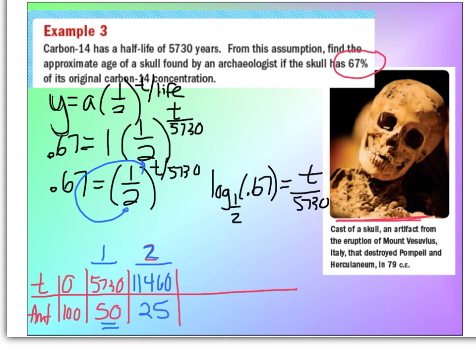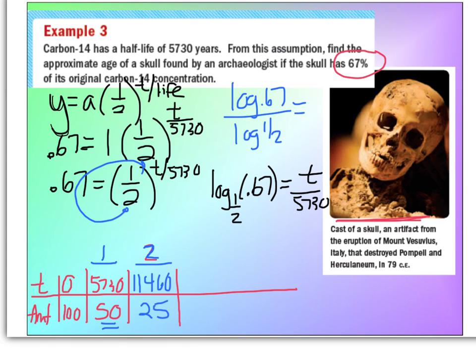Well, we know we can put this value in our calculator. To type that in our calculator, we have to do the conversion. So we're going to do log of 0.67 divided by the log of 1/2. When we do that, we get 0.7777 is equal to t divided by 5730.